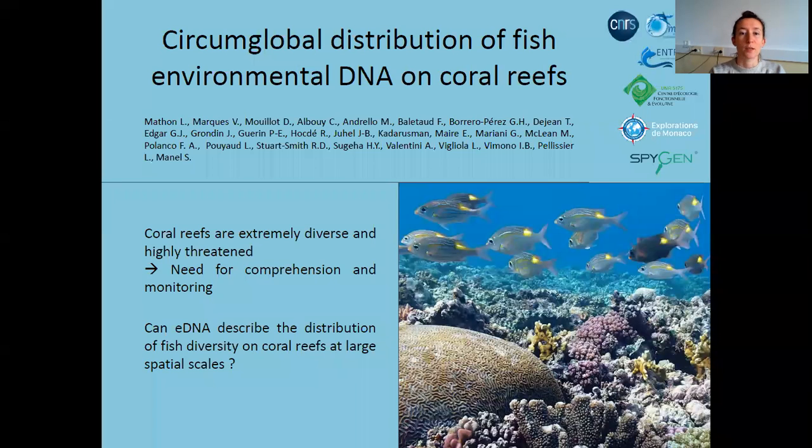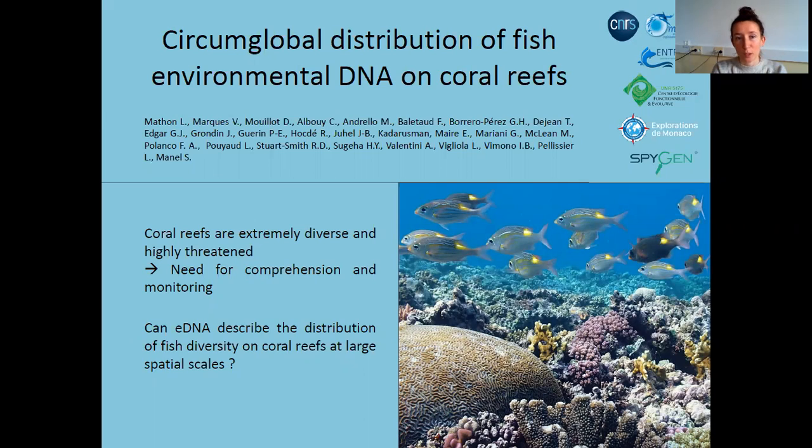Coral reefs host the highest fish diversity on Earth and are highly threatened. Effective monitoring is needed at global scales to come up with conservation strategies. Classical monitoring methods are limited in addressing that question correctly. Environmental DNA is a rapidly improving method, efficient to monitor marine fishes.